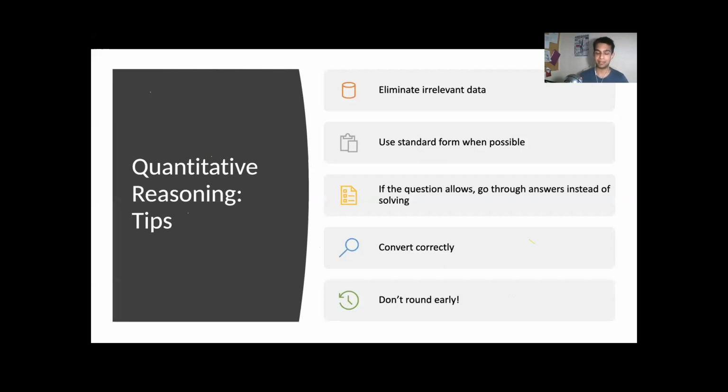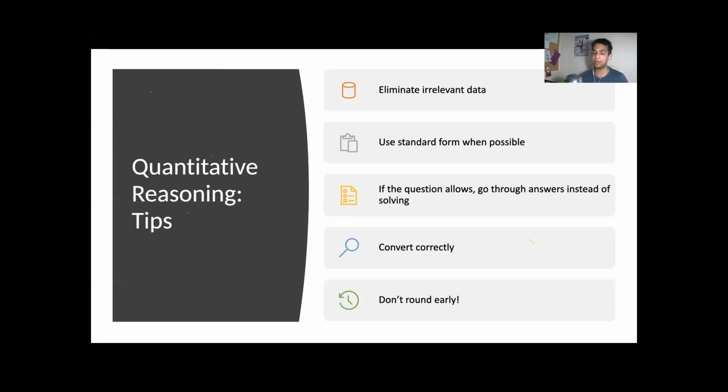Tips. Similar to decision making, eliminate irrelevant data. Use standard form when possible. If numbers get big, you want to be able to manipulate them in your head instead of using the online calculator. The online calculator can be the bane of your existence when going through quantitative reasoning questions.